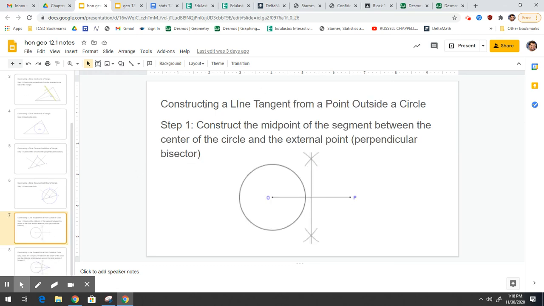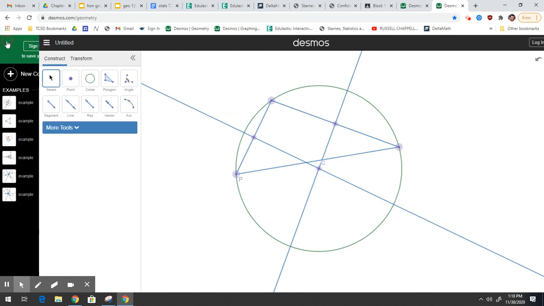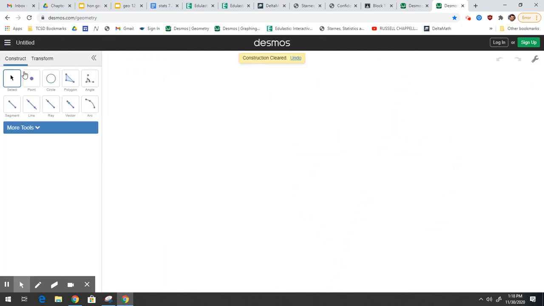All right, last but not least, let's construct a line tangent from a point outside of a circle. This is a specific honors standard. It's an asterisk standard in the Ohio Learning Standards. So again, they figure honors kids should learn it.